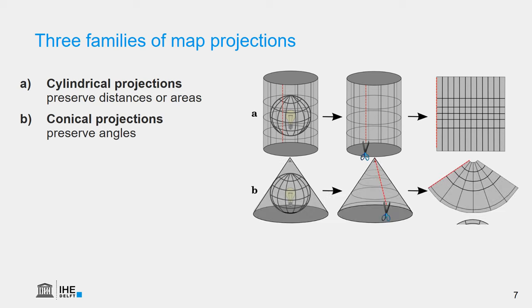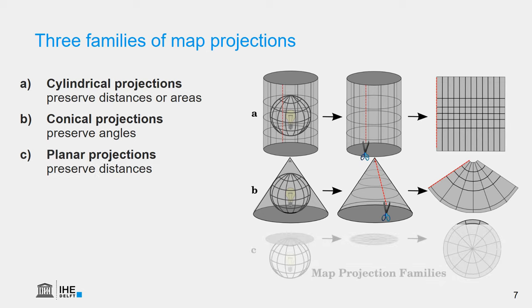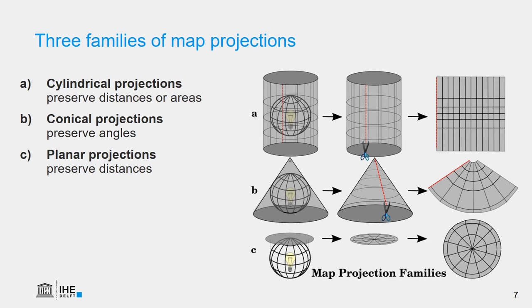The second type are the conical projections. In this case, we fold a sheet of paper in the form of a cone or a hat around the globe, and we project everything that's on the globe on the sheet of paper and cut it open. Then we have the conical projection, which preserves the angles. The third type are the planar projections. They preserve distances. So when we have the globe, we can put a sheet of paper on one of the sides and project everything from the globe to the sheet of paper. And that's in fact a disk, and that is the planar projection.